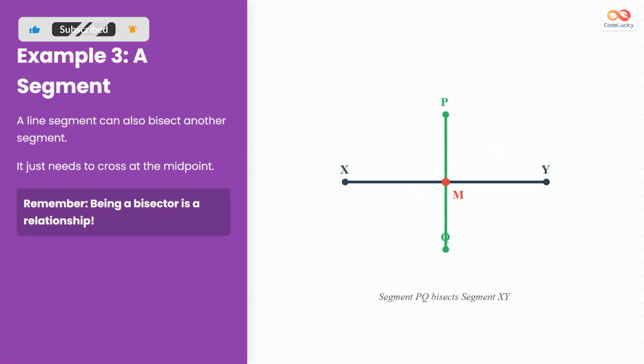Finally, a segment can bisect another segment. Here, the green vertical segment PQ crosses the horizontal segment XY. Since they intersect at the midpoint M, segment PQ is the bisector of segment XY. It is a relationship where one cuts the other.